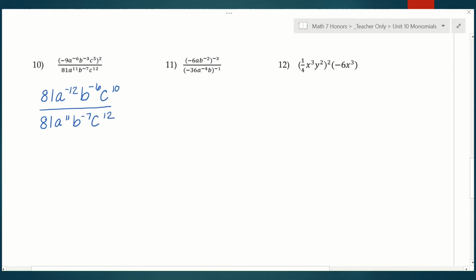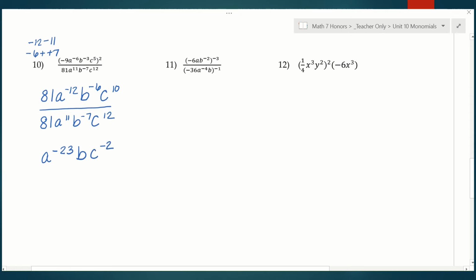And now I'm ready to divide. So 81 divided by 81 is 1. You don't even need to write it. For my a's, remember we're subtracting our exponents. So -12 minus 11, that's going to give me a to the -23rd. And then I have for my b's, -6 minus -7, which is really b to the 1st, or just b. And then c to the 10th divided by c to the 12th is 10 minus 12, which is c to the negative 2.